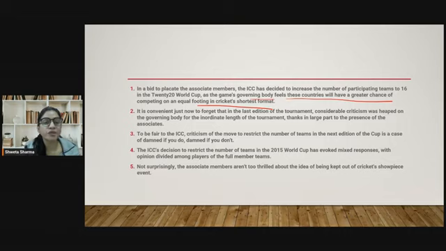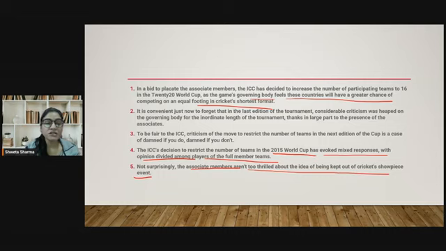We'll have better players. It is convenient just now to forget that in this edition of the tournament considerable criticism has been heaped on the governing body, accumulating on the governing body for the inordinate length of the tournament, thanks in large part to the presence of the associates. To be fair to the ICC, criticism of the move to restrict the number of teams in the next edition of the Cup is a case of damned if you do, damned if you don't. The ICC's decision to restrict the number of teams in the 2015 World Cup has evoked mixed responses, with opinion divided among players of full member teams. Not surprisingly, the associate members aren't too thrilled about the idea of being kept out of cricket's showpiece event.